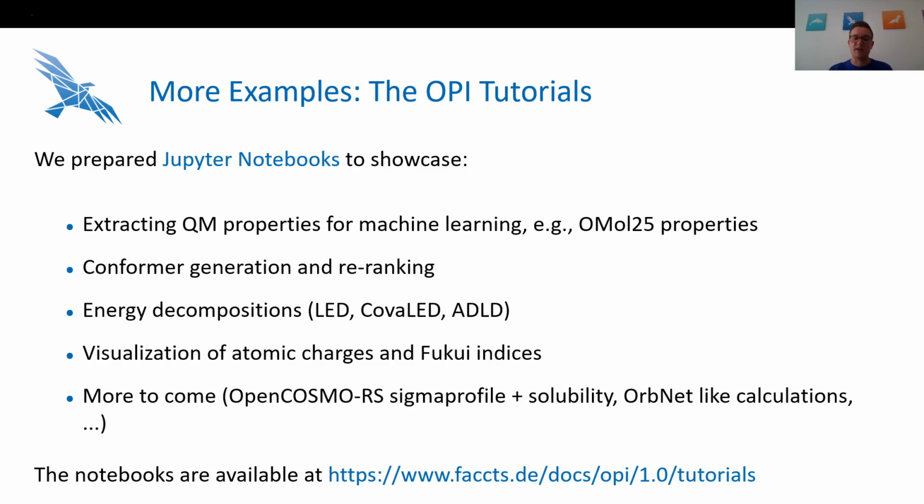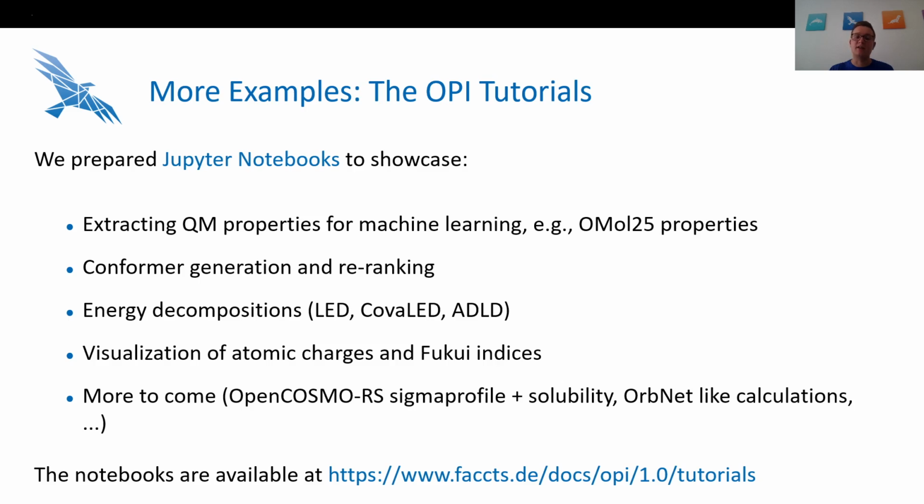We also have various energy decompositions as notebooks, for example, the local energy decomposition, the covalent variant of that, and the atomic decomposition of the London dispersion energy. We also have a notebook on the visualization of atomic charges and Fourier indices, and we have more upcoming notebooks that will be included later. For example, we have one where we use OpenCosmos to generate a sigma profile and calculate solubilities. We also have one in the pipeline for OrbNet-like calculations, so stay tuned for those.